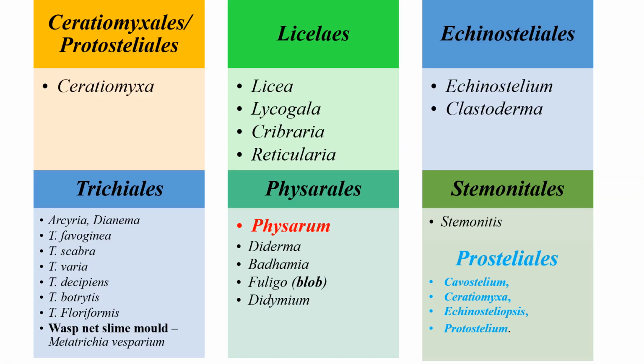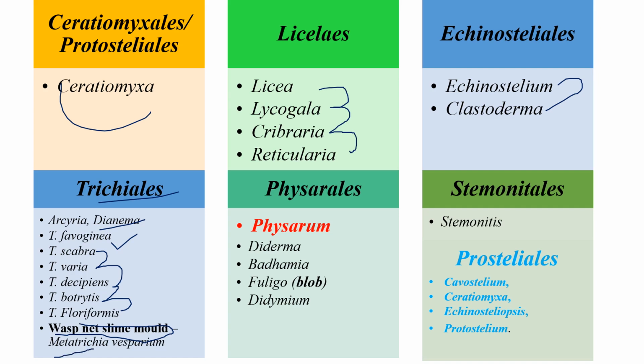So for Ceratiomyxales or Protosteliales, an example is Ceratiomyxa. For Liceales: Lycogala, Cribraria, Reticularia, and Echinostelium and Clastoderma. For Trichiales: Arcyria, Dianema, and Trichia favoginea, Trichia scabra, Trichia varia, Trichia decipiens, Trichia botrytis, Trichia flavicoma. These are the various species that come under Trichiales. And one important thing is the wasp nest slime mold. Metatrichia vesparium is generally considered the wasp nest slime mold. Sometimes we may expect exam questions on this.